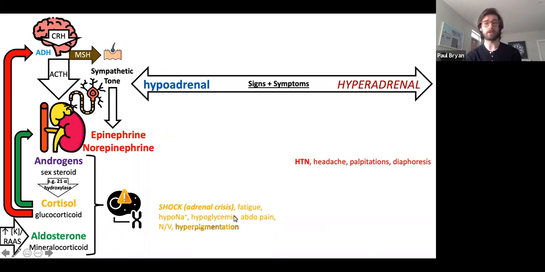Again, you have lack of a counter-regulatory hormone that can help bump up your blood glucose, so you can have hypoglycemia. And some other specific symptoms that you can see are abdo pain or arthralgias, pain in joints, and nausea and vomiting. So anyone who's pretty sick, looks shocky, is complaining of abdo pain and nausea and vomiting, definitely you're going to want to be suspicious of adrenal insufficiency.